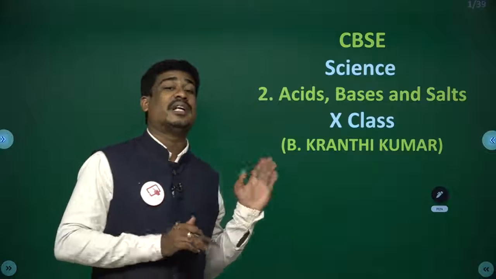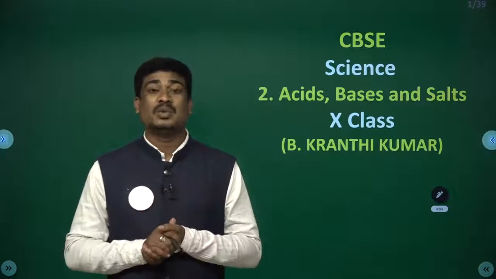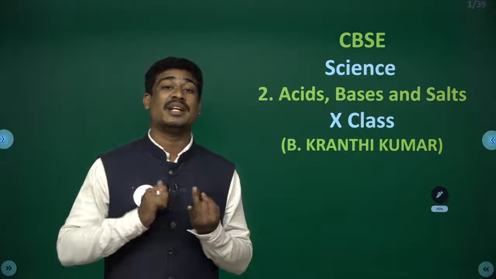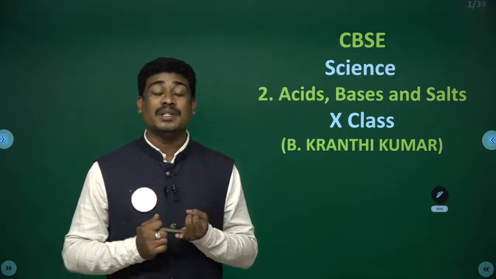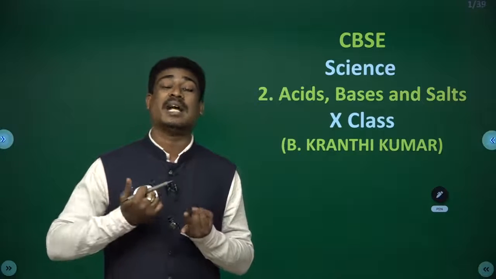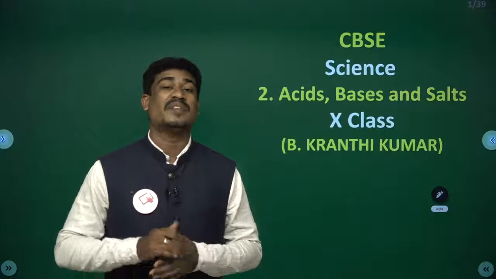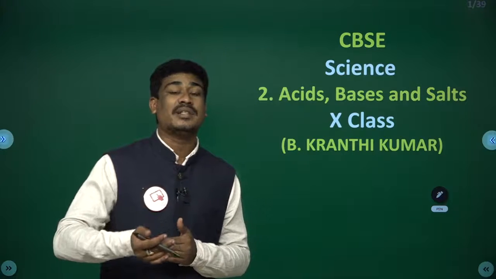Then after, indicators. What are the types of indicators? Natural indicator and synthetic indicator. In synthetic indicators, again phenolphthalein and methyl orange indicator. So let me start with indicators.